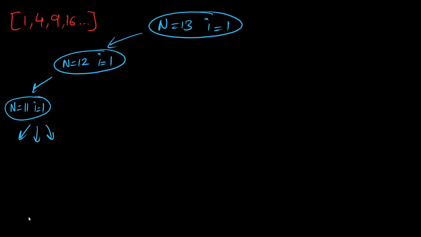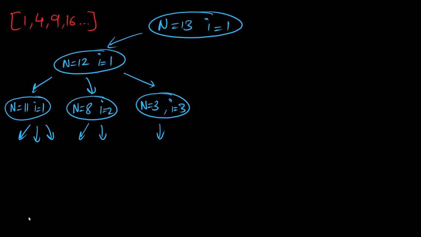Similarly, if we want to branch out n equal to 12, since we have already selected I equal to 1, now I can select I equal to 2. So I will reduce 12 minus 4, that is n will get reduced to 8 and I is 2 here. This again will have a recursion. Also, we could have selected I equal to 3. In that case, we will subtract 9 from 12, so n will get reduced to 3.